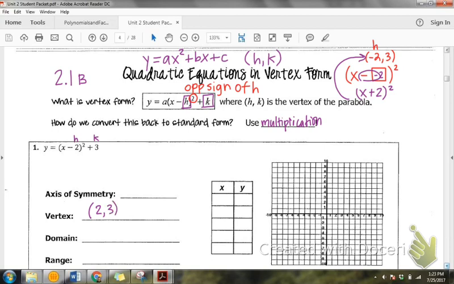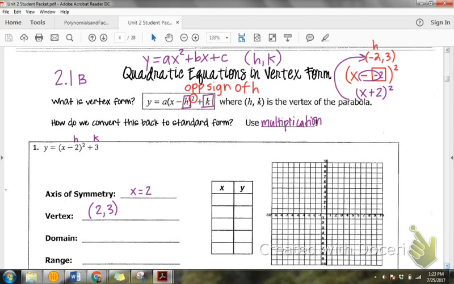What's the axis of symmetry? Remember how we find our axis of symmetry? Positive 2. Because we know the x value of our vertex is the same as our axis of symmetry, right? So this is going to be x equals 2. That's that imaginary line.